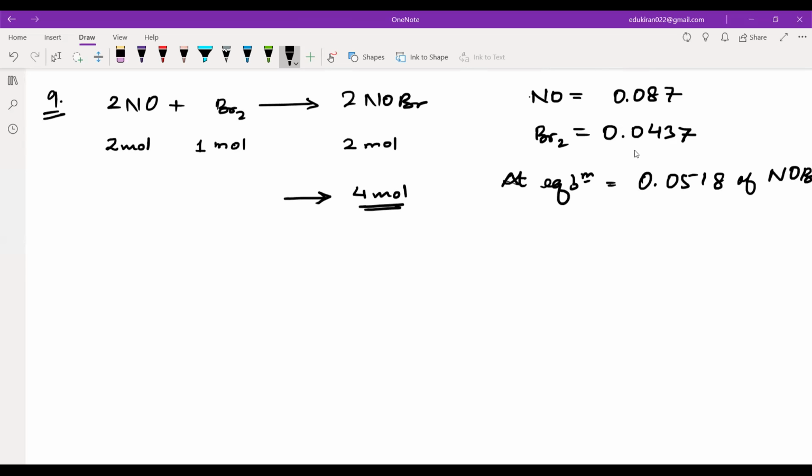See, whatever number of moles of Br2 we are taking, double that NOBr is formed. Yes or no? See the ratio? Yes, sir. So now you tell me, if I have 4 moles of NOBr, then how many moles of Br2 would have been consumed? 2 moles. Very good. 2 moles would have been consumed. Okay. Now see.